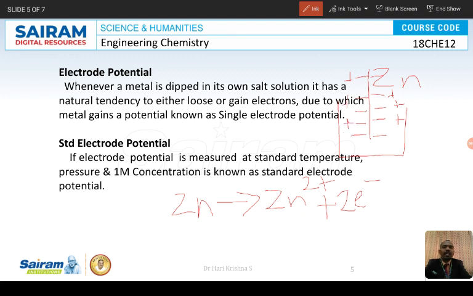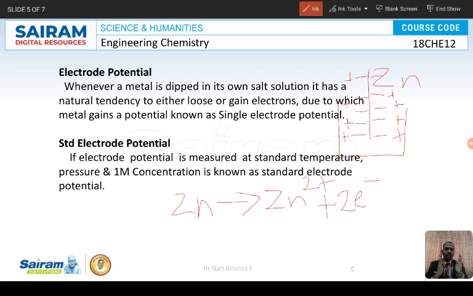It should get neutralized, but it is not getting neutralized. So these negative and positive charges will be on the surface, on the metal solution interface. Due to that, it will develop some force of attraction, giving rise to the electrode overall potential.